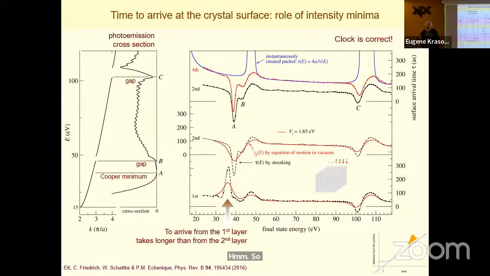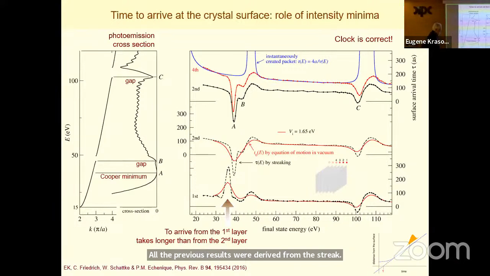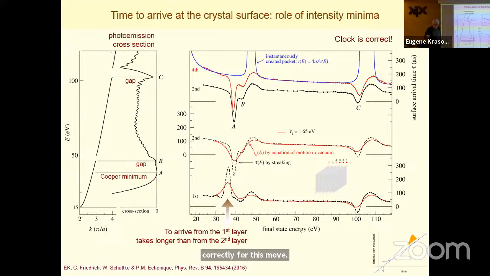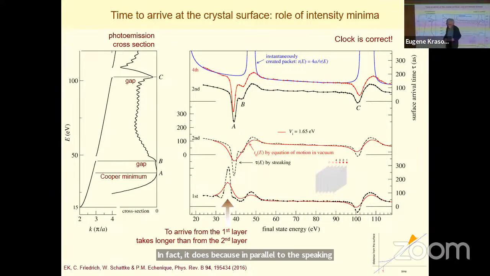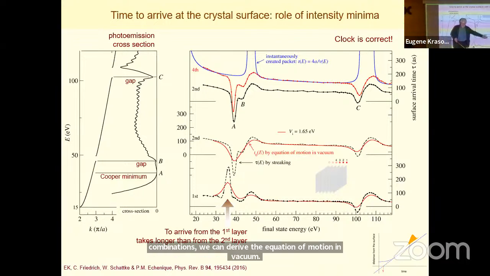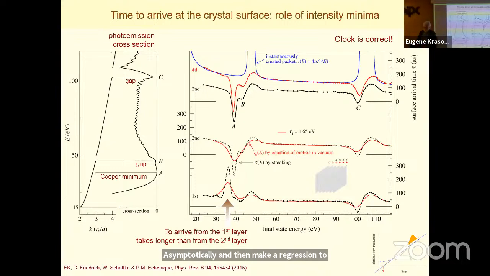All the previous results were derived from the streaking. And the question is whether the streaking actually works correctly for this mode. In fact, it does, because in parallel to the streaking calculations, we can derive the equation of motion in vacuum asymptotically, and then make a regression to zero, and this way derive the escape time. And here is the comparison of the two methods, obtained from the equation of motion and obtained from streaking, and you see they agree rather well.